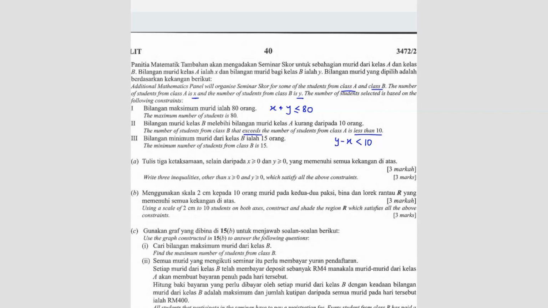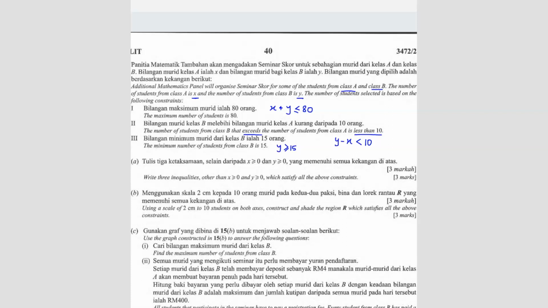Third one, the minimum number of students from class B is 15. Minimum. So that means Y value cannot be less than 15. It should be either more than or equal to 15. Okay, so we already answered question A. They asked us to write the 3 inequalities.